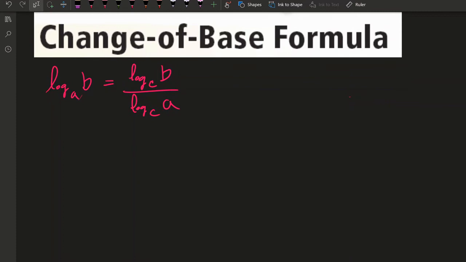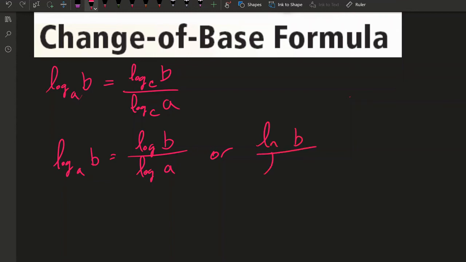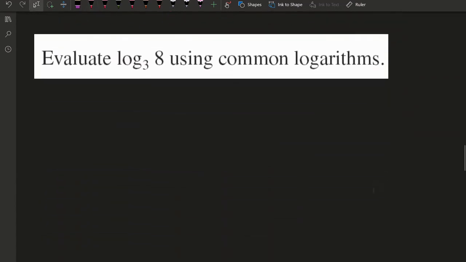Now, if I can make C be any number that I want, there are two obvious choices. I want the ones that my calculator can do. So I can say log base A of B is common log B divided by common log A, or I can say it's natural log B divided by natural log A. This is a very simple operation to use here.